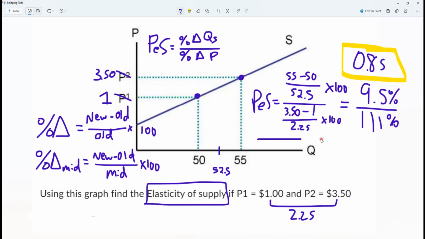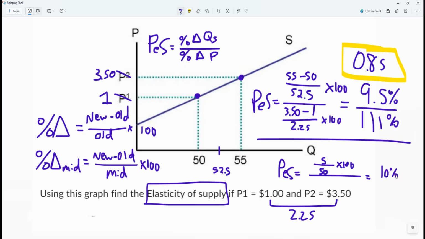Let's not use the midpoint method and see what number we get. So we're just going to use this formula. It's the same thing up here on the top, so I'm just going to write the difference there. So it'd be 5 over 50. That's a little smoother. I can actually just do that in my head. That's 1/10 or 10%, which if you're comparing it to up here, is a very similar number. It doesn't really matter at the end of the day.